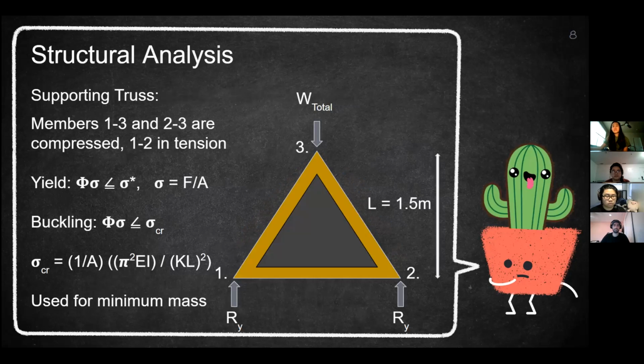Our structural analysis for the supporting truss consisted of measuring the forces generated in each member due to the weight of the rolling pin, catapulting arm, and counterweight projectile weights. Members 1-3 and 2-3 were in compression, so the yield stress and buckling failure were considered in calculating the minimum cross-sectional area. For member 1-2, only yield stress was required as the member was in tension. The formulas used for this analysis are written above.